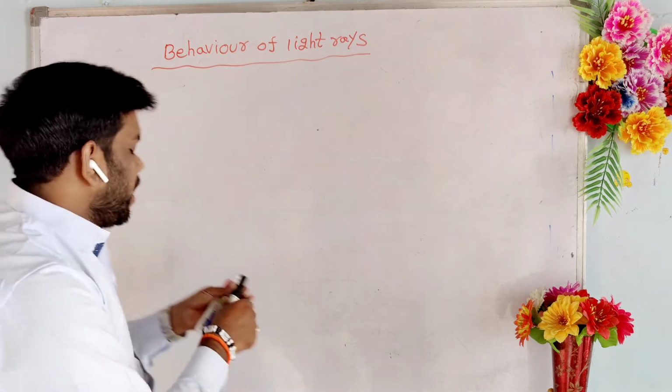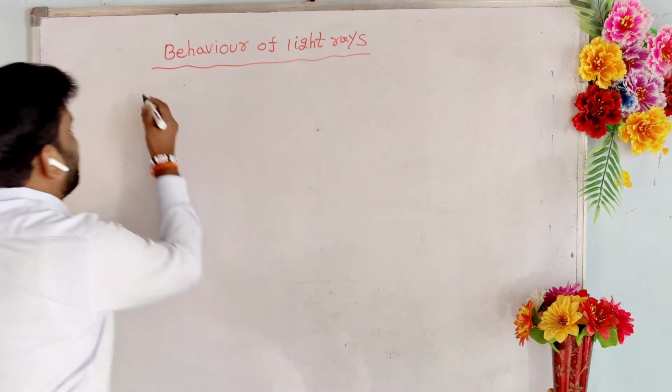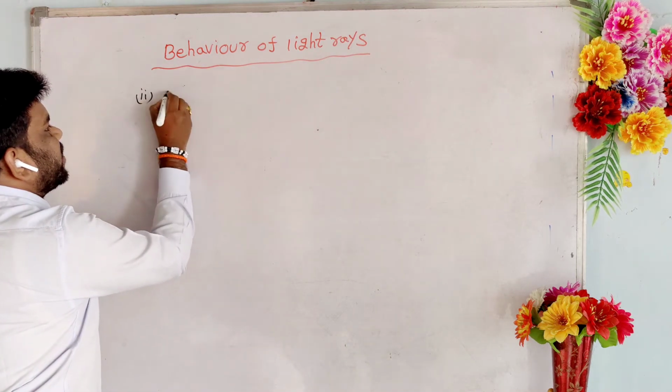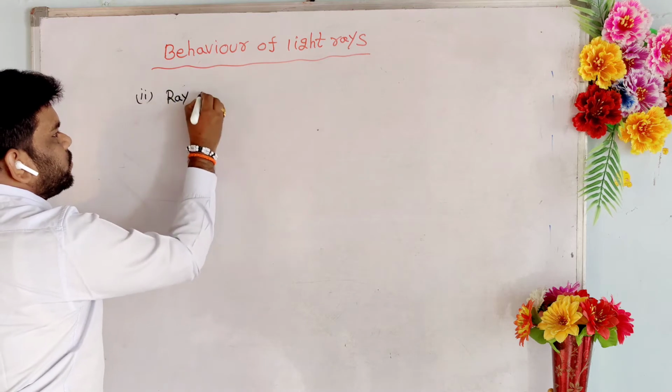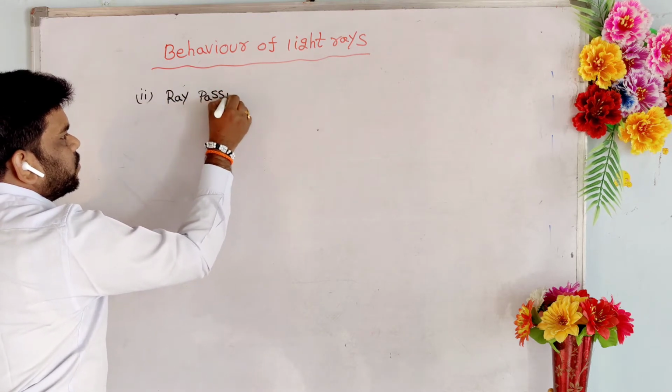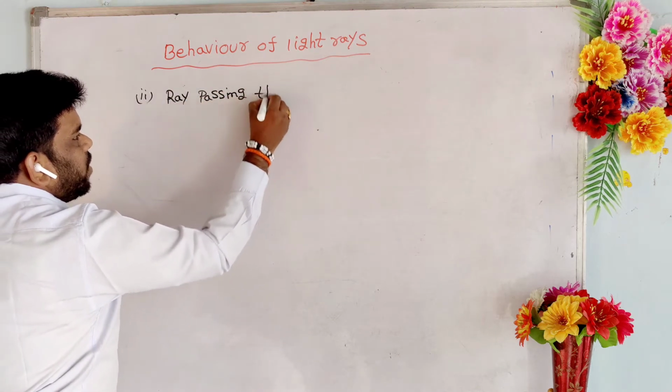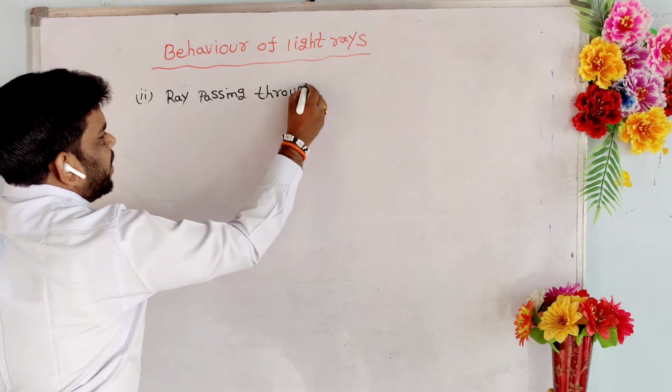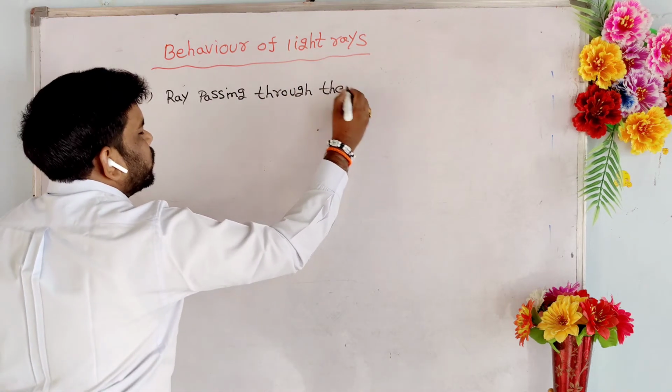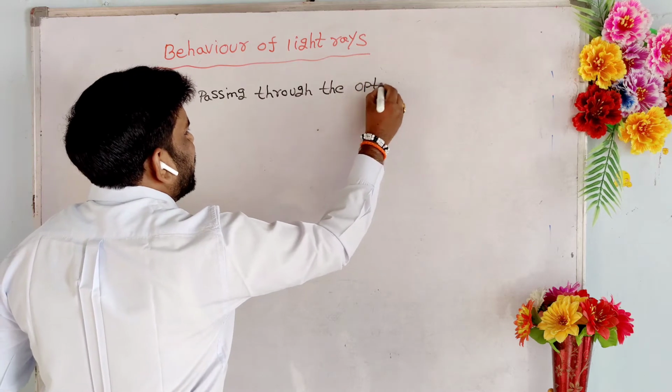The second example on the same page: a ray passing through the optic center. Excellent. Ray passing through the optic center.